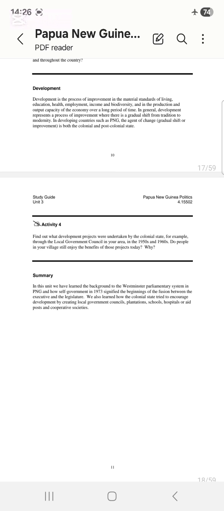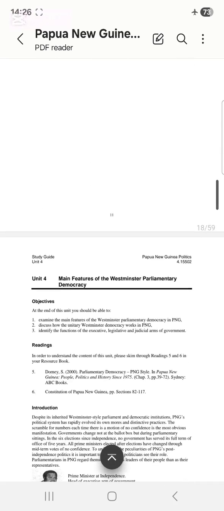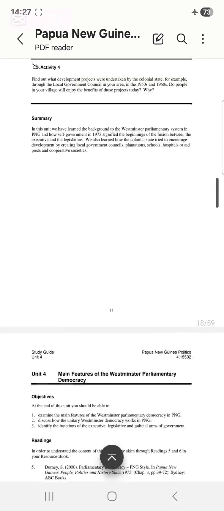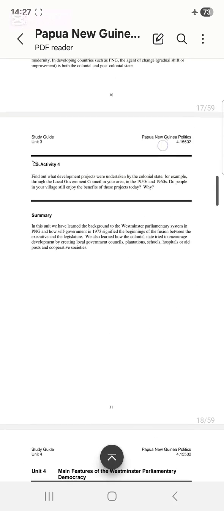But the important idea the unit wants to put forward is that the colonial administration has introduced us to a modern political system, a modern economic system, and a modern social system. All right. So that concludes the unit.